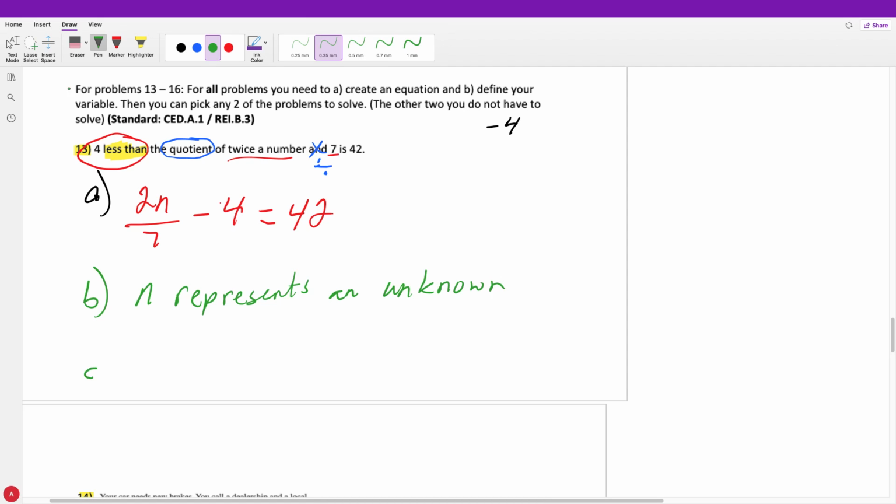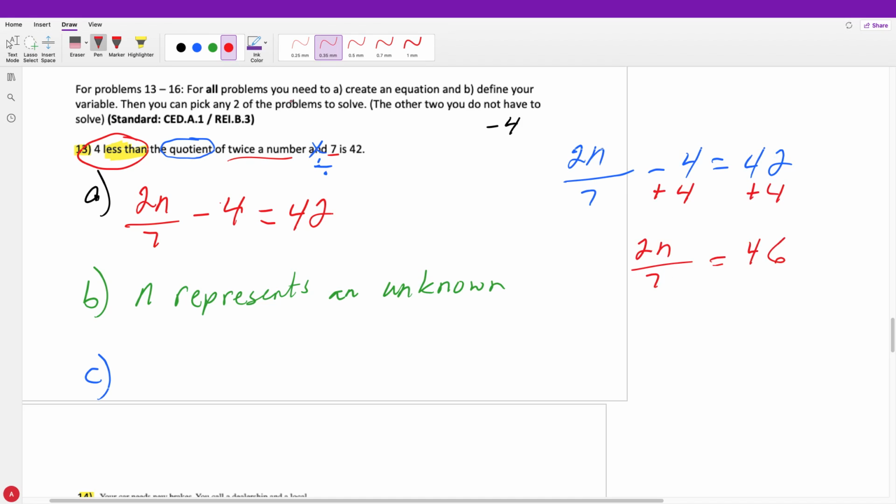And for C, we were going to have to solve, if you were to do this. Now, you didn't have to solve all of them, but you could have chosen this one, so I'll go through and solve it. We have 2n over 7 minus 4 is equal to 42. So from here, we can go ahead and add 4 to both sides. Now we get 2n over 7 is equal to 46. And then we're going to multiply each side by 7 to get rid of that division by 7, so these then cancel.